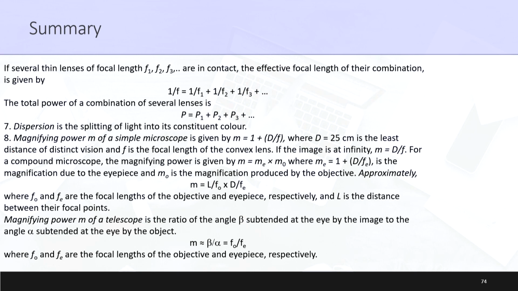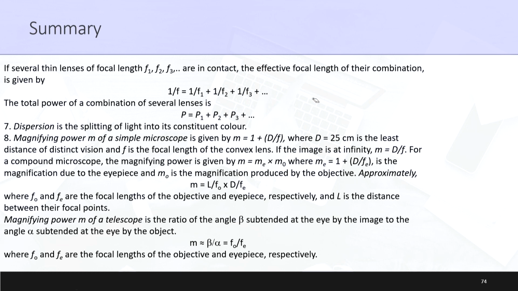Next is the lenses which are in contact with each other. So if several thin lenses of focal length f1, f2, f3 are in contact, the effective focal length of their combination is given by 1 by f is equal to 1 by f1 plus 1 by f2 plus 1 by f3 and so on. And similarly, the total power of a combination of several lenses is P is equal to P1 plus P2 plus P3 and so on.